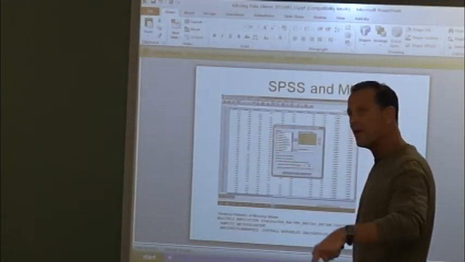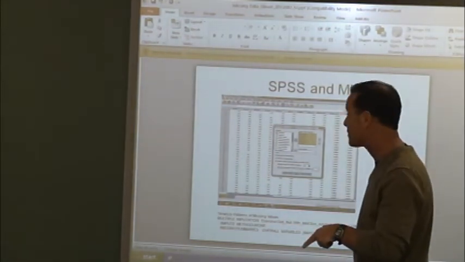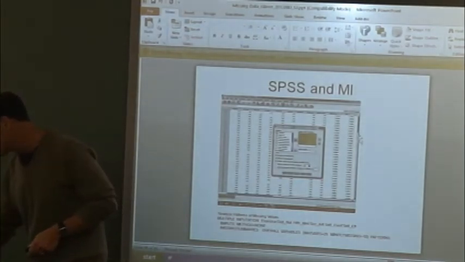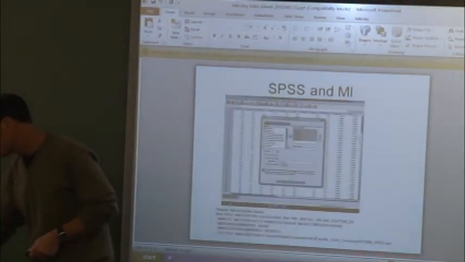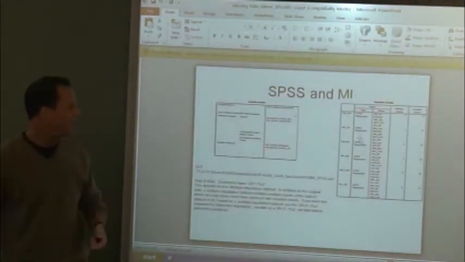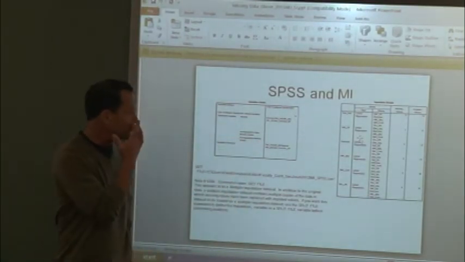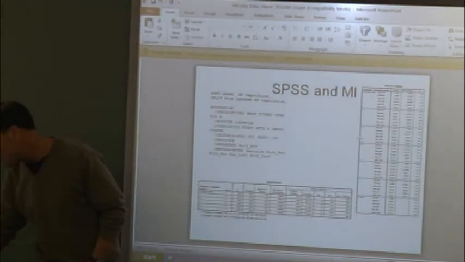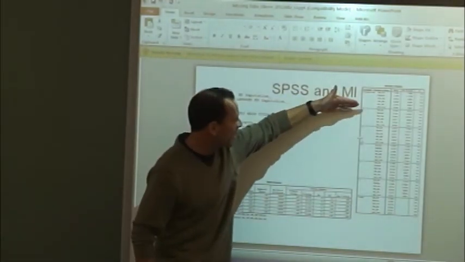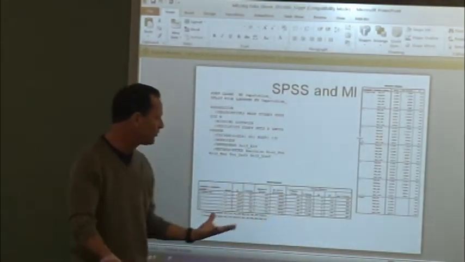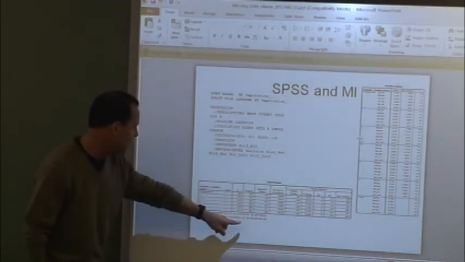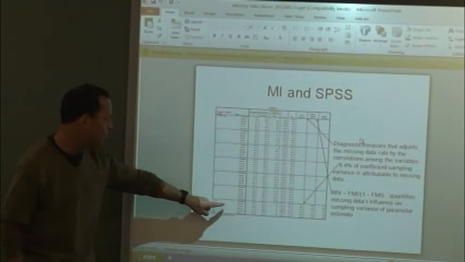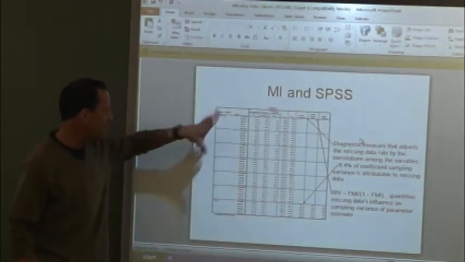And SPSS does have an MI option. Maybe not necessarily the one you have access to at school, because it's a separate module, but there's a multiple imputation that you can use. I told it to create 5 data sets, which is exactly what it did. Here's data set 1, 2, 3, 4, 5, and the pooled data set. I get an R squared for each one. And when all is said and done, I get a pooled regression coefficient for each of these data sets combined.